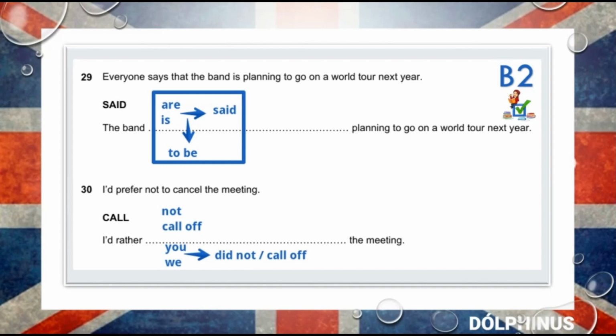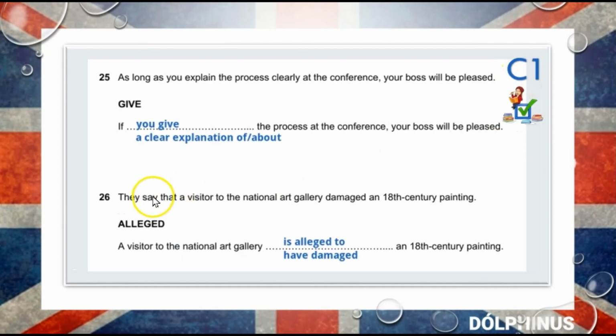In B2, the band is said to be planning. It is the typical passive structure that we learn when we first study impersonal passive. In C1, instead of said, alleged is used, and also the grammatical structure is more complex because it is using a perfect tense. So, is alleged to have damaged, instead of is said to damage, that would be said in a B2.